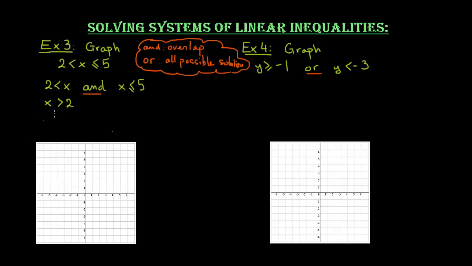So now we graph the first one, x greater than 2. Since there's no equal sign, that will be a dashed line. So x equal to 2 right here. It will be a vertical line, so I make a dashed line go through it. Which means I cannot use this tool, so I have to make a dashed line here.